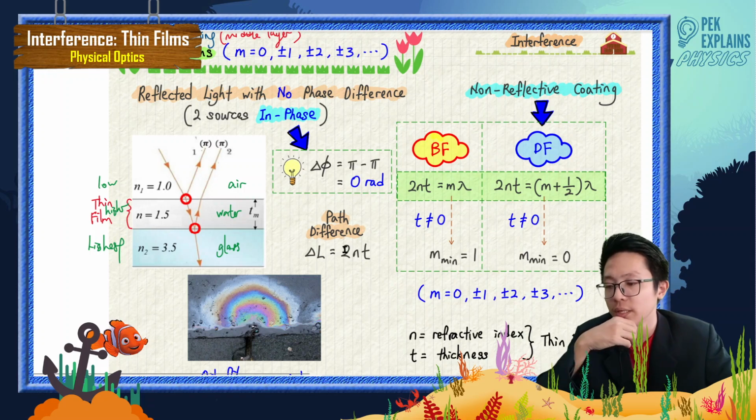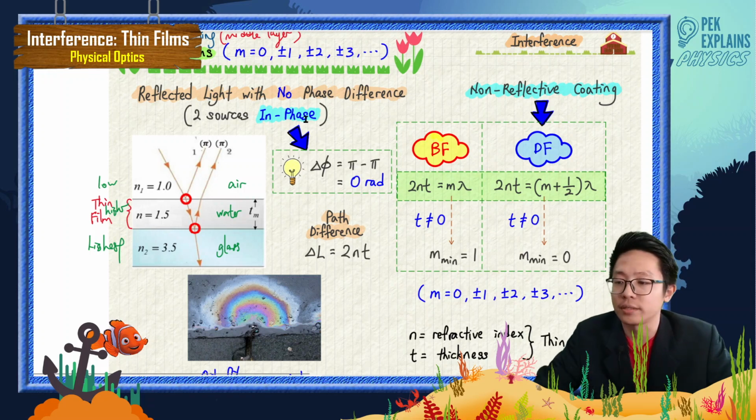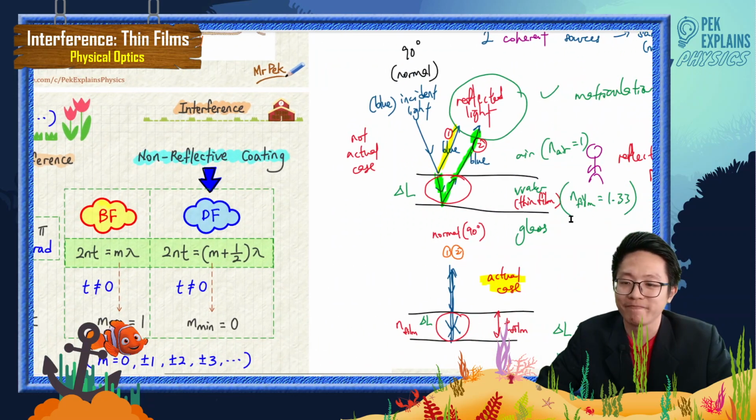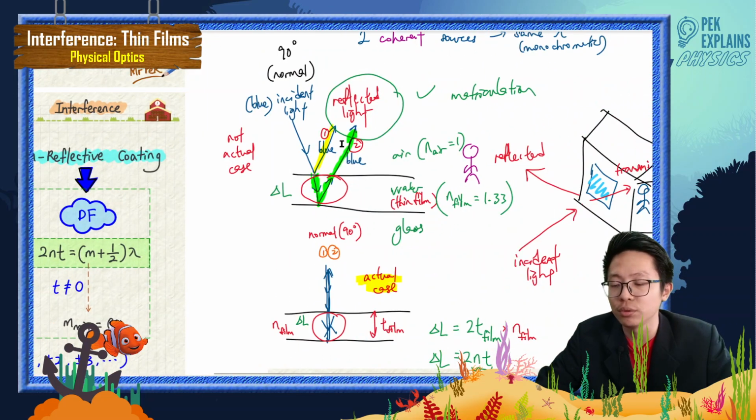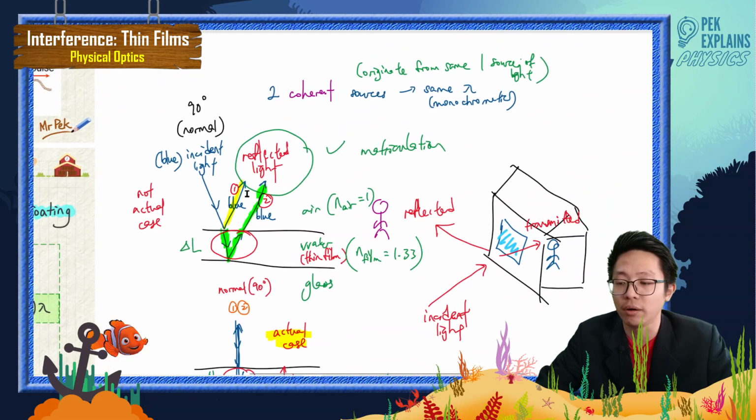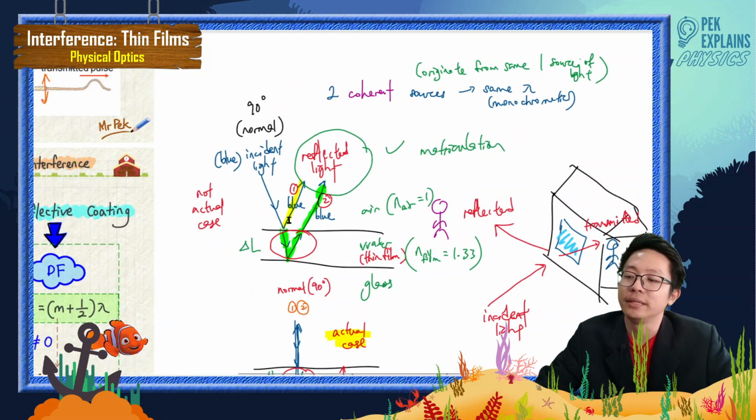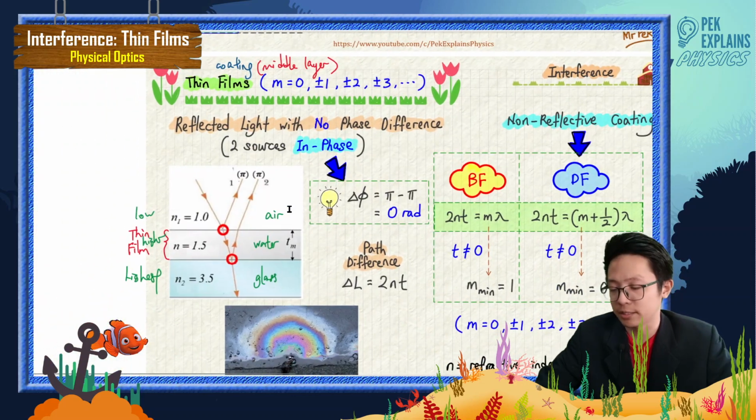Now you already learned about this. Okay, now what causes them to be in phase or anti-phase? You also know these two light are coherent because they originate from the same source, same lambda, blue light. Now let's look at this. Are they in phase or anti-phase? Let's look at this one.